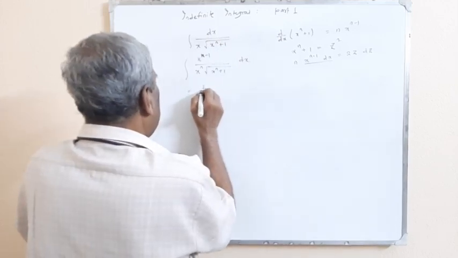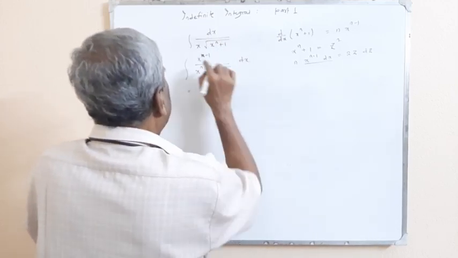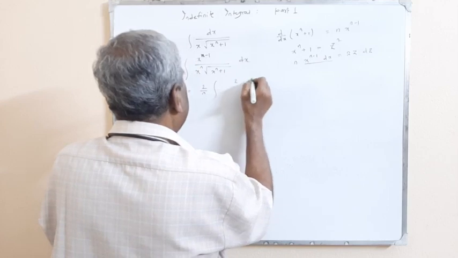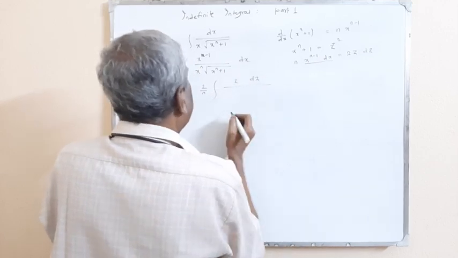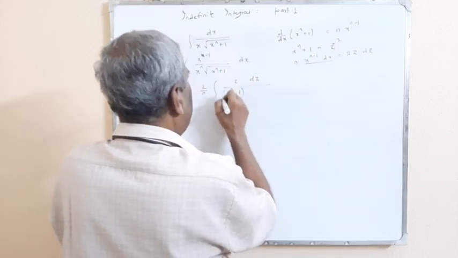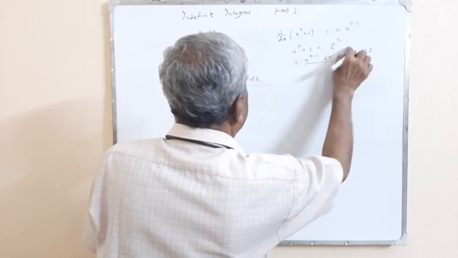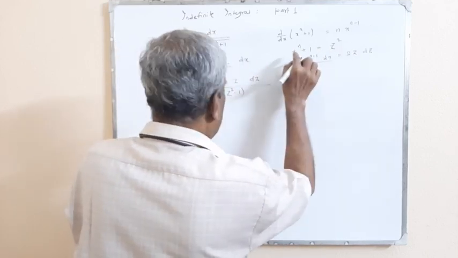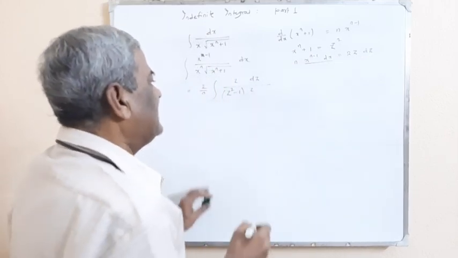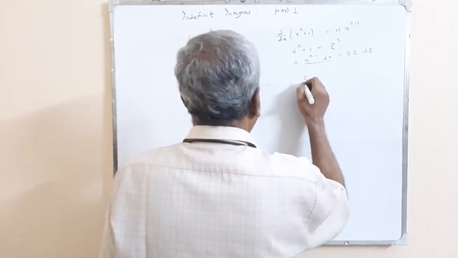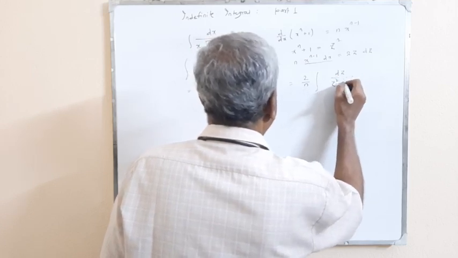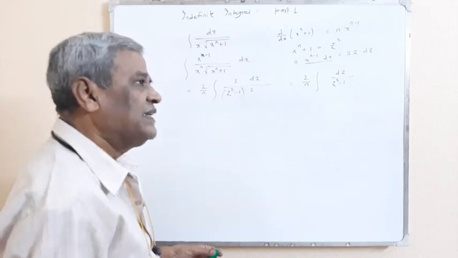It is equal to 2 by n, all are constant, 2 constant, n constant. So it is equal to 2 by n integration, and together there is 2z dz, 2 already taken, so z dz by x to the power n. X to the power n is z square minus 1. X to the power n, z square minus 1 into square root of z square, that is z. Now z cancels, so that it is equal to 2 by n into dz by z square minus 1. So it is a standard form.